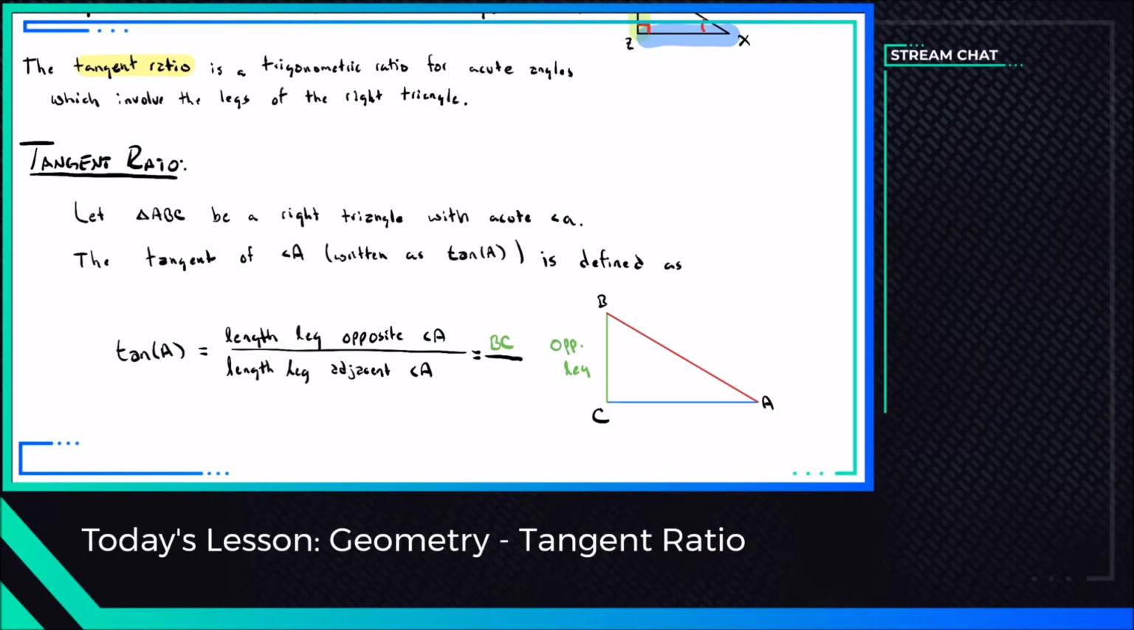And now let's look at the leg that is adjacent to A. Well, there's two segments that are adjacent to A, right? It's both of those, that red segment and that blue segment. But the key here is that it's the leg. And the leg is going to be our shorter distance because our longest side is our hypotenuse. So this is going to be the adjacent leg right here.